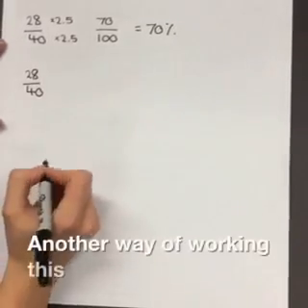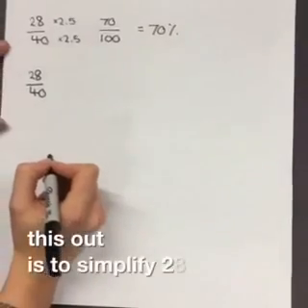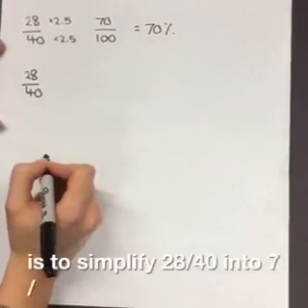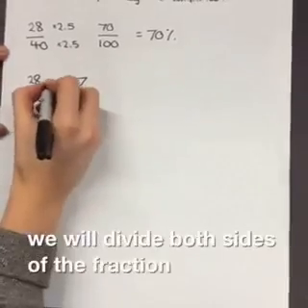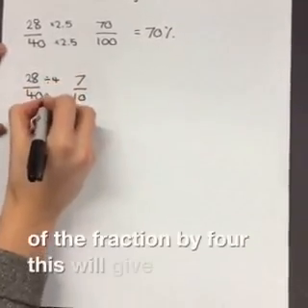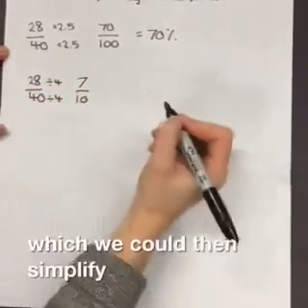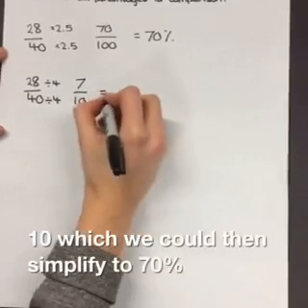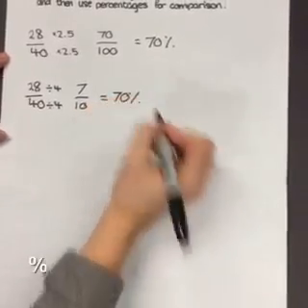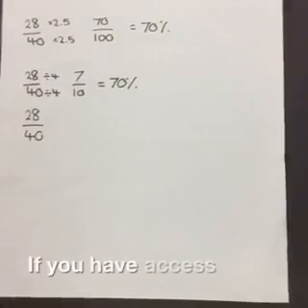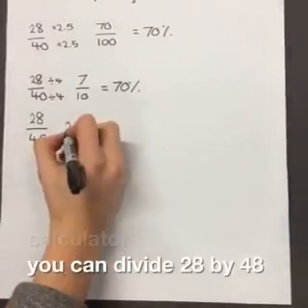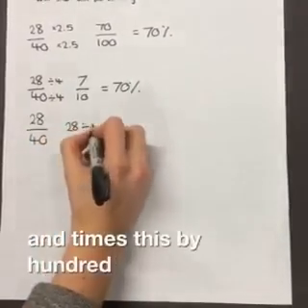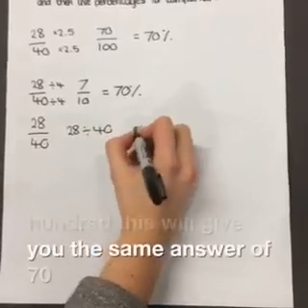Another way of working this out is to simplify 28 over 40 into 7 over 10. To do this, we would divide both sides of the fraction by 4. This would give us 7 over 10, which we could then simplify to 70%. If you have access to a calculator, you could divide 28 by 40 and times this by 100. This would give you the same answer of 70%.